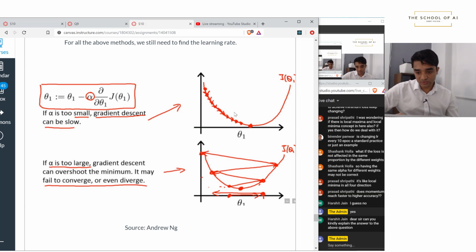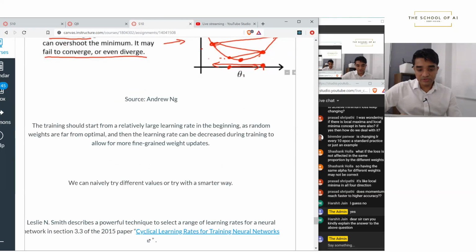We basically want to move slowly. We don't want to move fast because we might actually jump out, but there can be an optimal way of jumping also. So we need to figure out what is an optimal way. Now look at this. The training should start from a relatively large learning rate in the beginning, as random weights are far from optimal, and then the learning rate can decrease during the training to allow for more fine-grained updates.